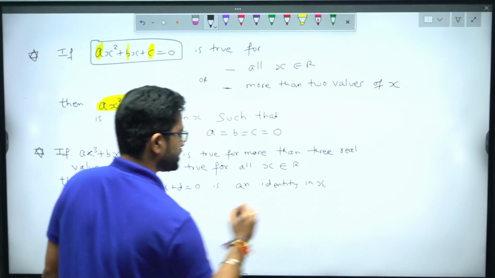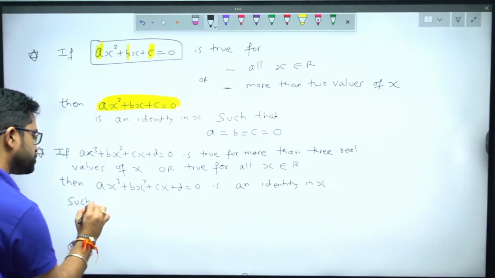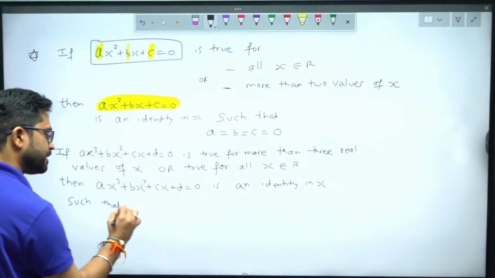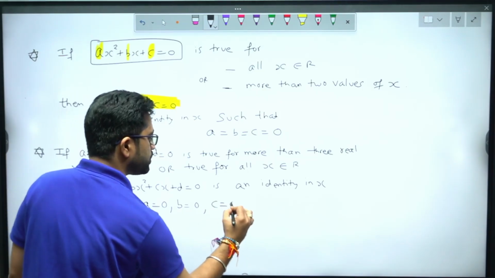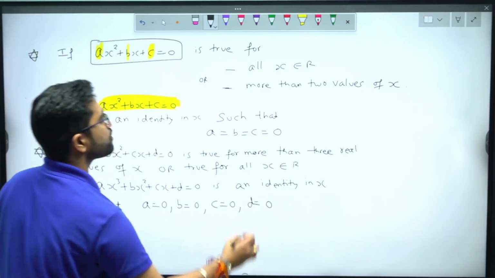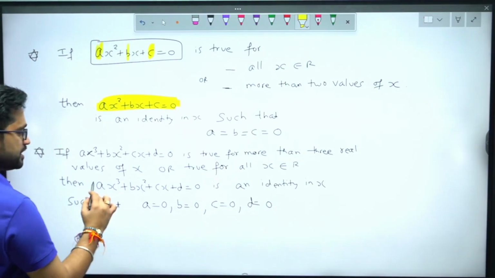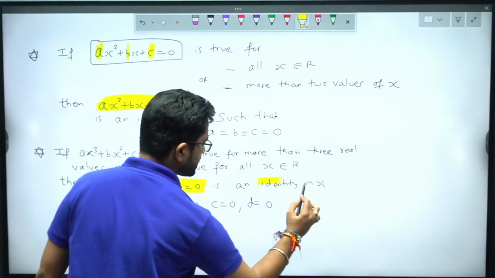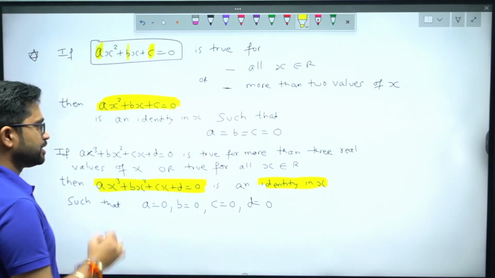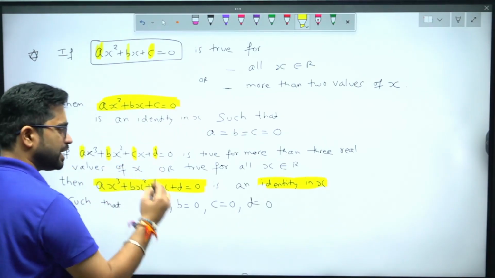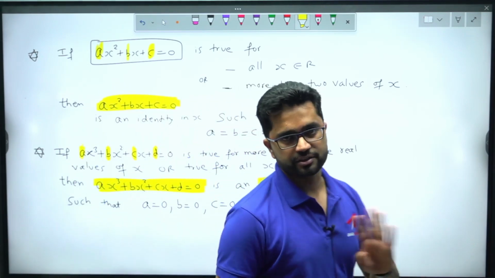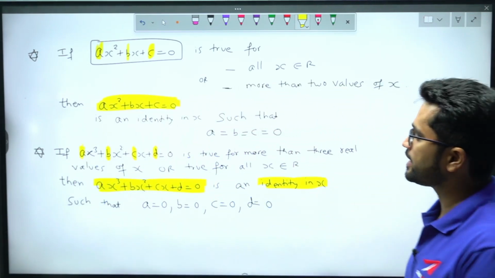in x, such that what should be the condition? A should be 0, B should be 0, C should be 0, and D should be 0. All the coefficients must be 0 if this is acting as an identity in x. Pick any value of x. If a, b, c are 0, then LHS is equal to RHS. Okay, that is the concept behind identity.